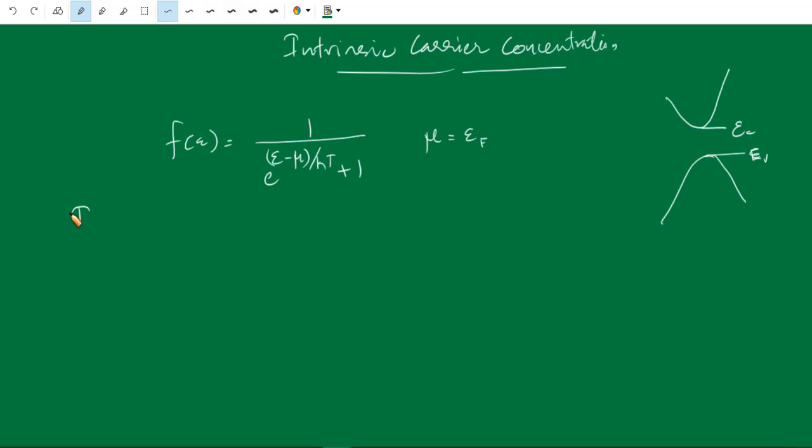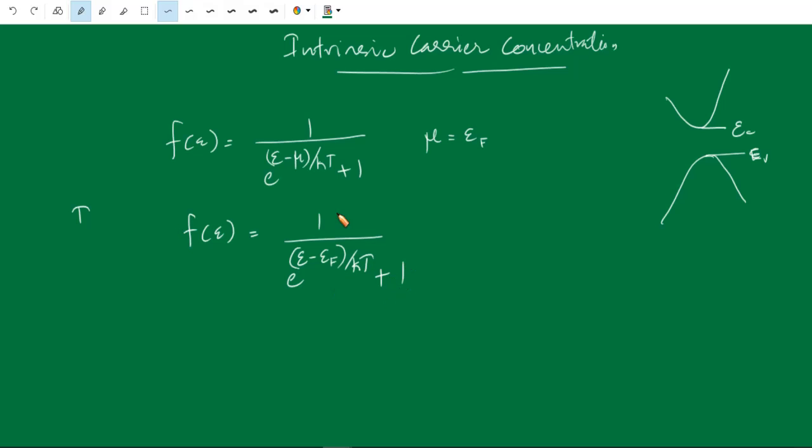some of the electrons from the valence band are excited to the conduction band. So the probability that a conduction band electron orbital is occupied is given by f of E equal to 1 divided by e raised to (E minus EF) divided by k into T, plus 1.